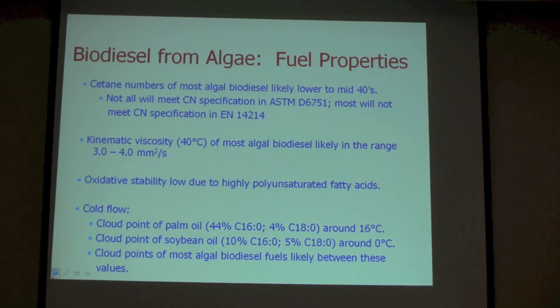Cold flow, just comparing here again, the cloud point of palm oil is around 16 degrees Celsius. That is about 44-45% C16:0. Soybean oil, with these C16:0, C18:0, is around 0 Celsius. Now, if we look at fatty acid profiles of algal oils, a lot of them are, let's say, 25-30% methyl palmitate. So, again, you get an idea that it's not going to be ideal for cold flow either. So, anyway, next slide, please.